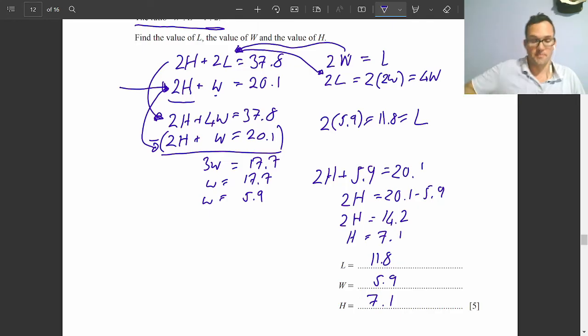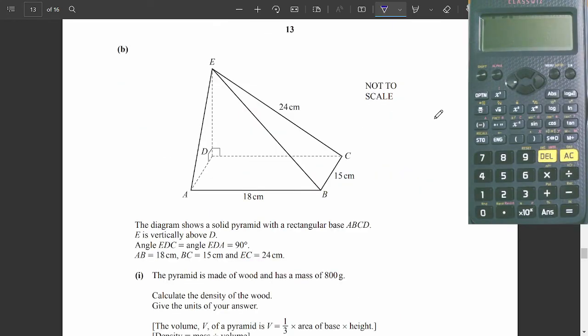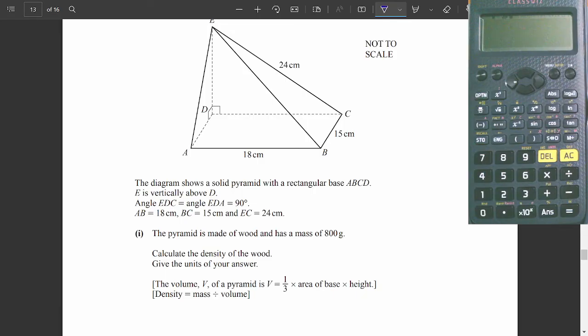And we've done it. Question 8b, there's a lot of information here to go through. Okay, I'll let you do that by yourself. So we jump to the question. The pyramid is made of wood and has a mass of 800 grams. Calculate the density of the wood. Give the units of your answer. That's a lot to take in.